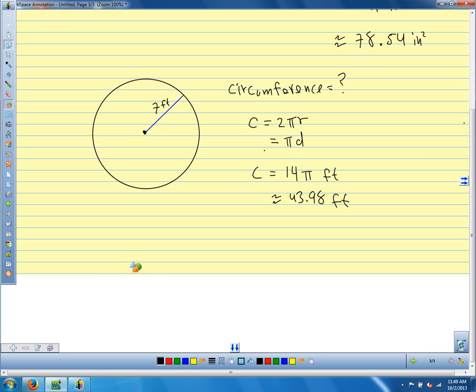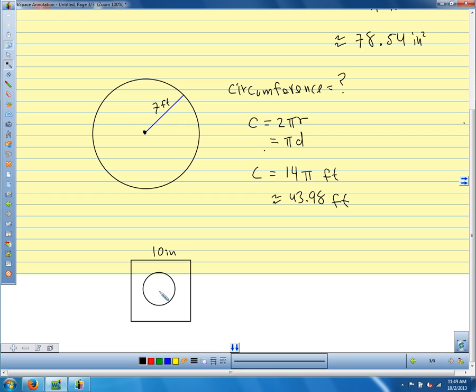So what if I have this shape, and then inside here I have this, and we know this is 10 inches, and the radius of my circle is 2 inches. And the question asks us to find the area of this shaded part. How would we go about that?